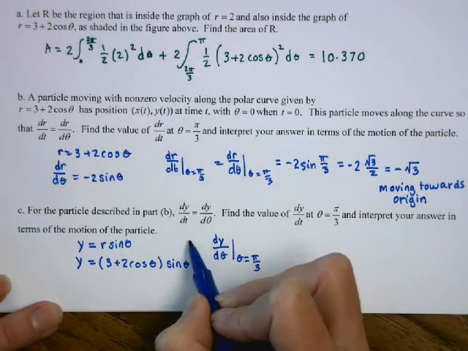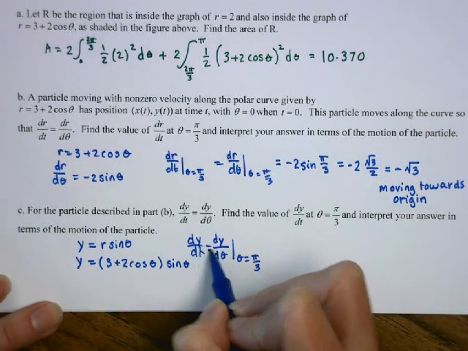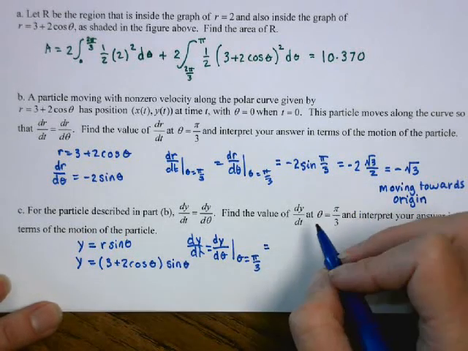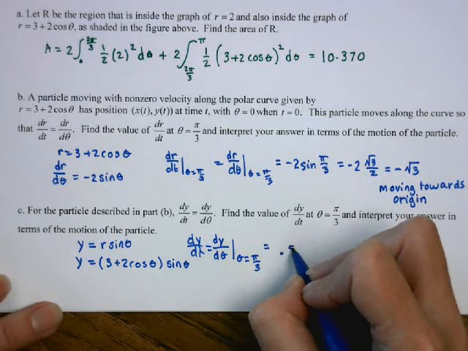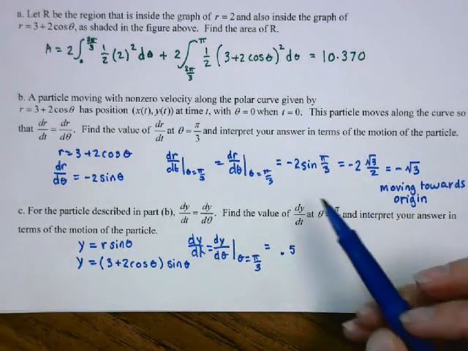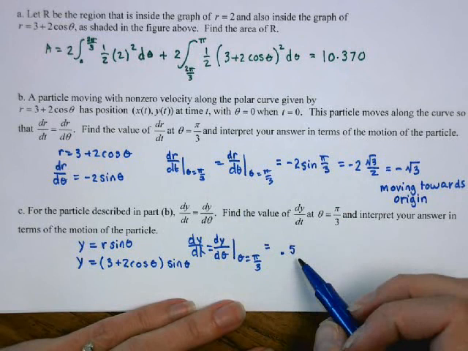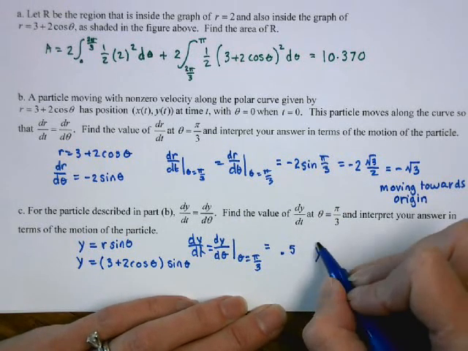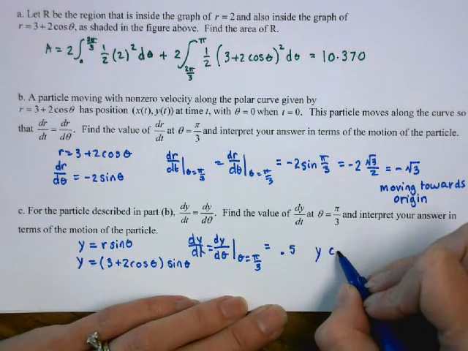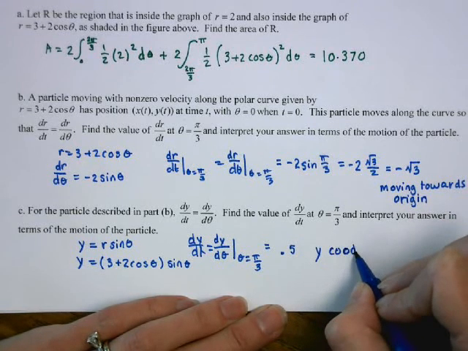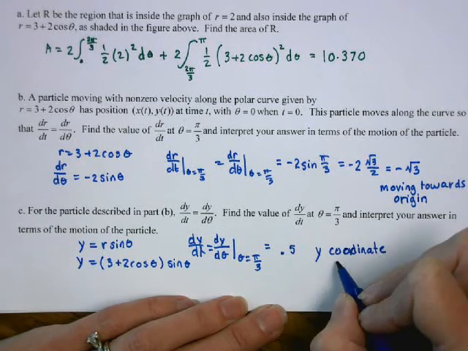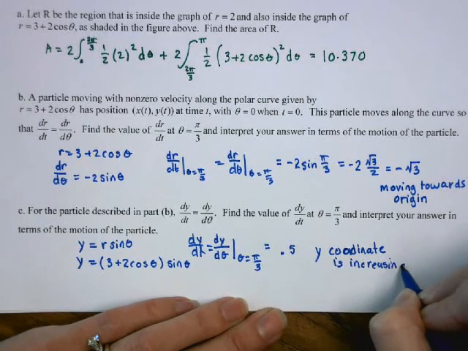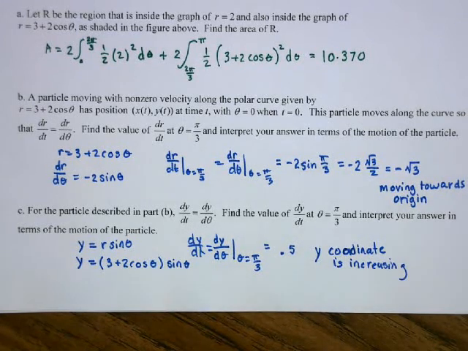Okay, so dy/dt equals dy/d theta at this. If you do the derivative of this in the calculator, you're going to get 0.5. So what does that tell me? If this is positive, that means the y coordinate is increasing. And that is how we do polar area.